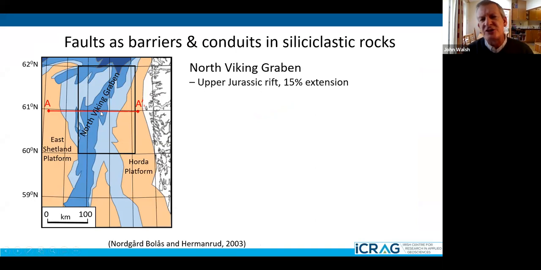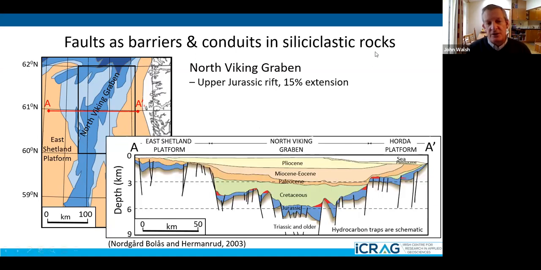The basin's been stretched about 15%. It's probably not too different from the East African Rift, I think, but there are people who are more expert on that. It's not a very great deal of stretching. But the effect of it is that we end up with lots of faults, and you can see the faults in the Jurassic sequence here.